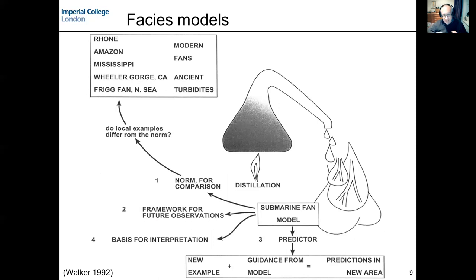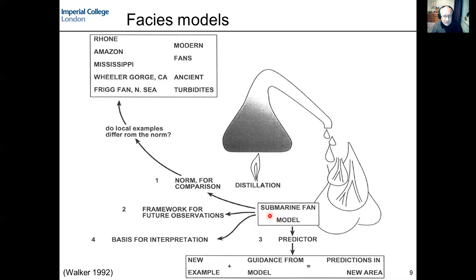Again, typically we look at a range of different environments and we distill out the essential elements of a particular type of depositional environment. So in this case, there are three modern deep water fans listed, two ancient deep water fans listed. They are distilled to form a facies model, in this case, deep water systems. So these lobate bodies with channels feeding sediment to the extremities of the lobe. We distill out the generic features to form a facies model, which has predictive value.